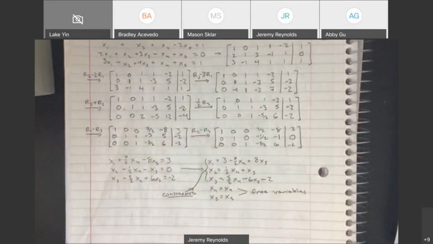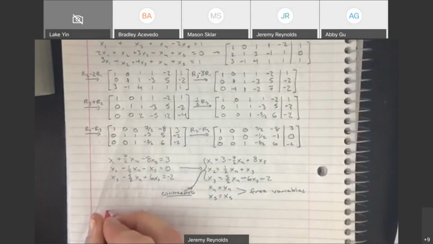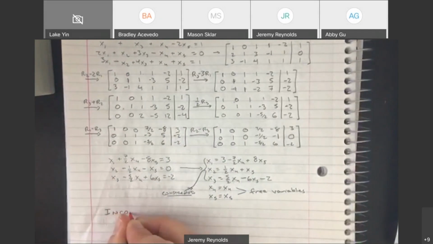So this process that we've just gone through is called Gaussian or Gauss-Jordan elimination. And basically we go through the whole process and it gives us our solution. It'll either give us a unique solution or it will give us an infinite solution, or let's look at an example.